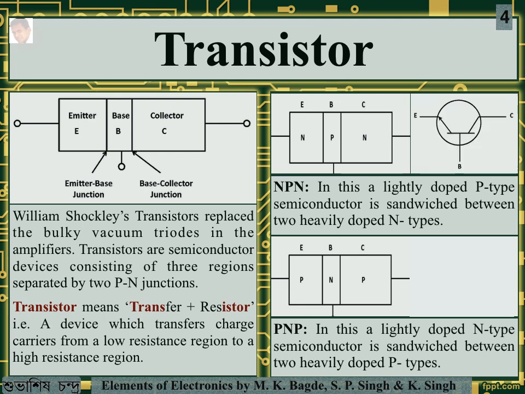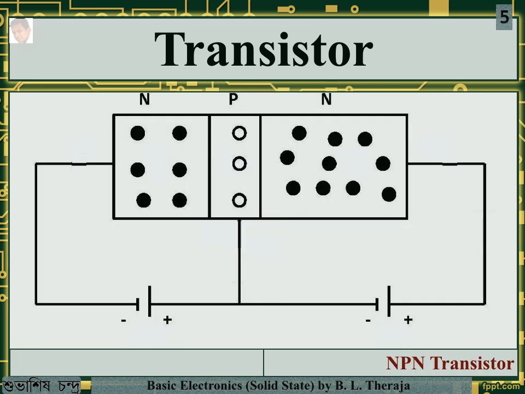The symbol for an NPN transistor is on the top right corner, and the symbol for a PNP transistor is in the bottom right corner. It has to be remembered that the arrowhead is always on the emitter and the arrow is always from P to N. Now let's look into the operation of the NPN and the PNP transistor.